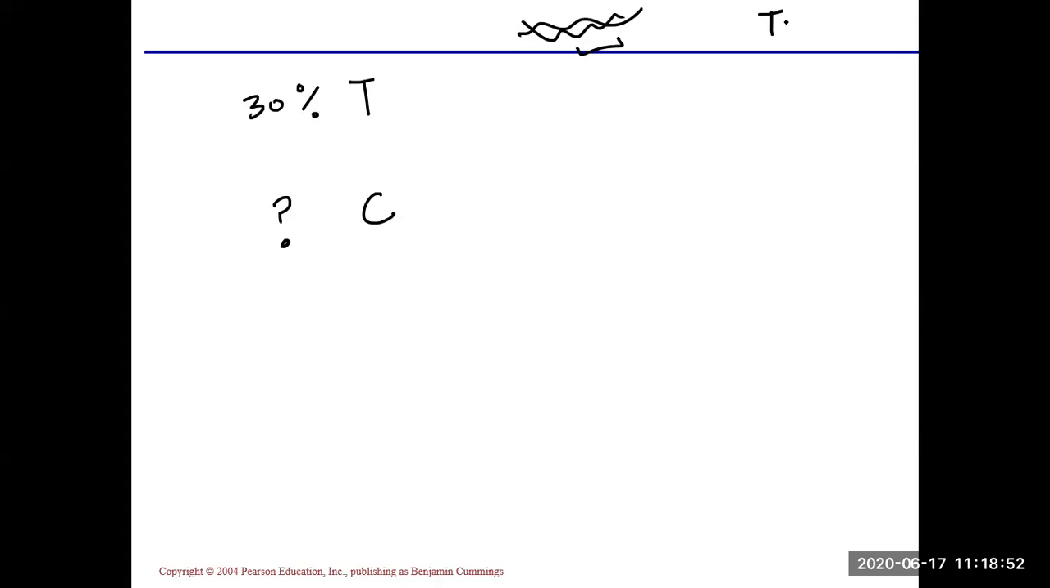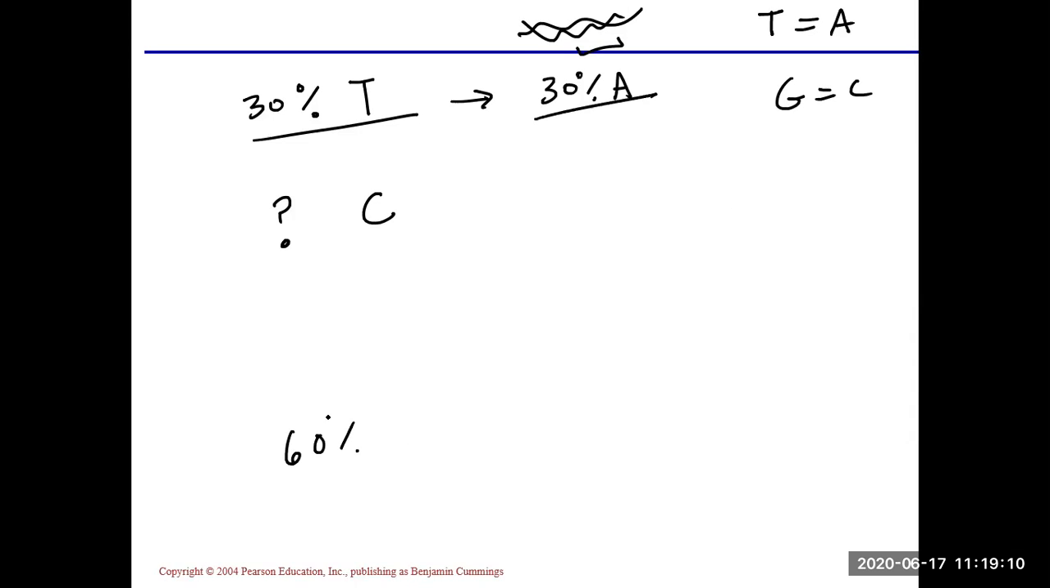Remember, the number of T is equal to A. The number of G is equal to C. So if you have 30% thymine, that means I have to have 30% adenine. So right now, I've added 30% plus 30%, that equals 60% is gone. 60 out of what? 100%. Per 100. So that means 40% is remaining.